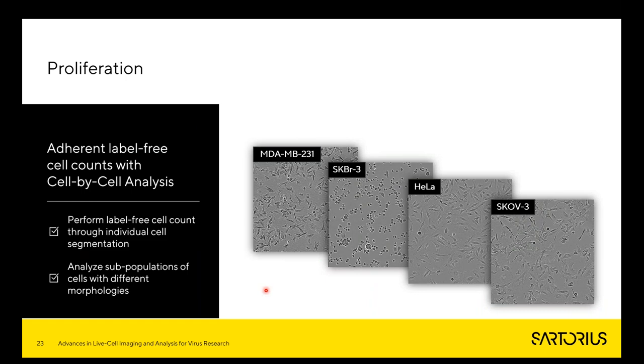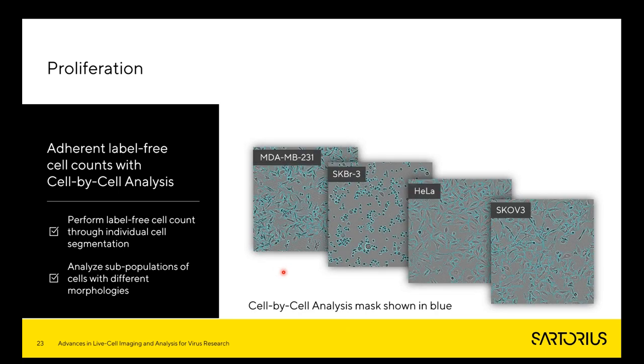Another approach to measure proliferation is by utilizing the cell-by-cell module to perform label-free cell counts through individual cell segmentation. Here we're looking at four different HD phase images with cells having different types of morphologies. By utilizing the cell-by-cell module to perform the analysis, you can do individual cell segmentation, shown here in blue. Upon segmentation, we can obtain not only the cell counts to assess proliferation, but we can also perform subpopulation analyses of these cells with different morphologies.